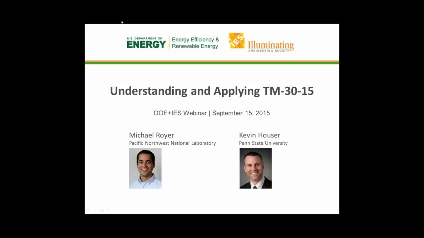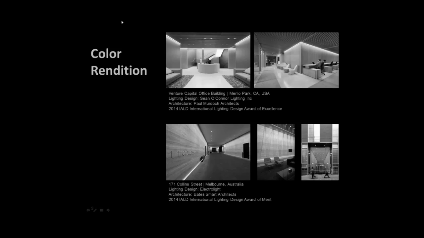So without further ado, let's begin. Hopefully you're all viewing my slides, the title slide, Understanding and Applying TM-30. What we're really talking about today is color rendition. The CIE's definition is the effect of an illuminant on the color appearance of objects by conscious or subconscious comparison with their color appearance under a reference illuminant. To consider that more basically, it's essentially how lighting interacts with the objects in a space to produce the resulting color appearance.